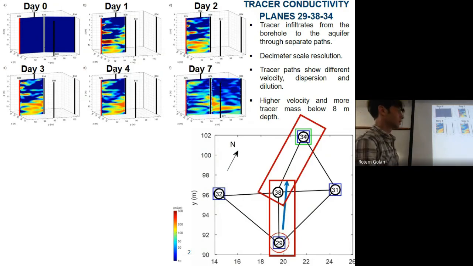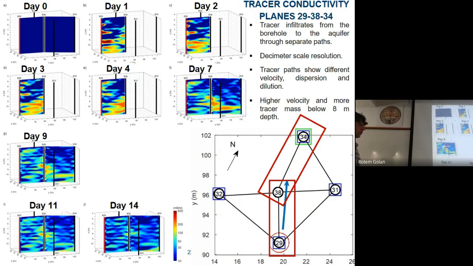Now let's look at other planes a bit further away. This shows the continuity. We can see that at day 7, most of the tracer has arrived at this part of the aquifer, with pretty nice continuity. Each plane was inverted individually, so if we see continuity, it is a good sign for our results. Again, a few more days later, we see a continuing decrease of the tracer conductivity, as we expect because of the spreading.